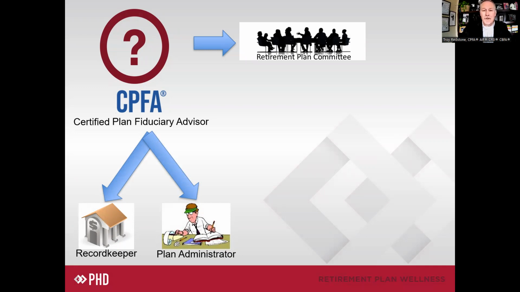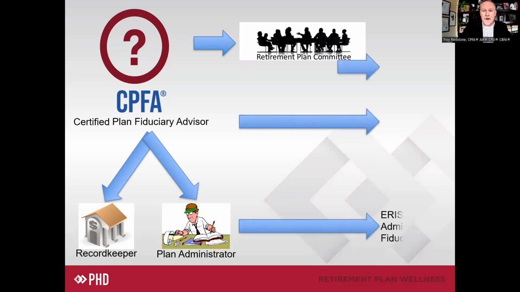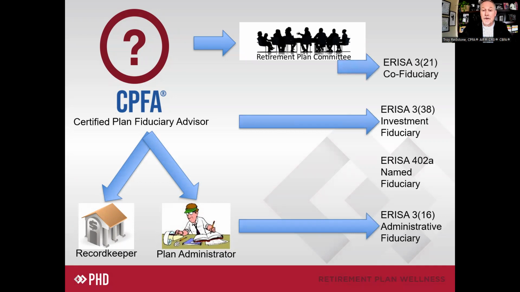We've talked about this before as well, but the importance of discharging fiduciary duties, whether that's under ERISA Code Section 321, 338, 402A, or 316. Now, the record keeper is what we're going to talk about evaluating today. You have a responsibility as a plan fiduciary to evaluate the record keeper. And how do we do so?